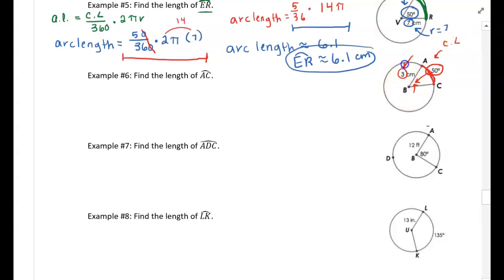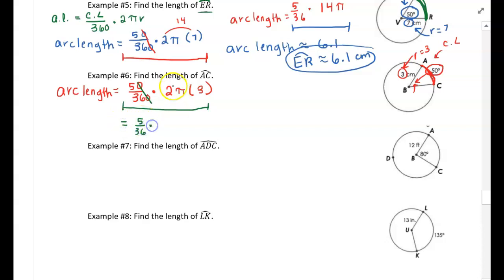This time my radius is 3. So I could write out that arc length equals the central angle over 360, so this is 50 over 360, and then times 2 pi r, which is 2 pi times 3. Once again, I like to simplify. You surely don't have to. You can put this in your calculator right now, but I like to simplify it a little bit. So that would just be 5 over 36 times, and then 2 times 3 is 6.